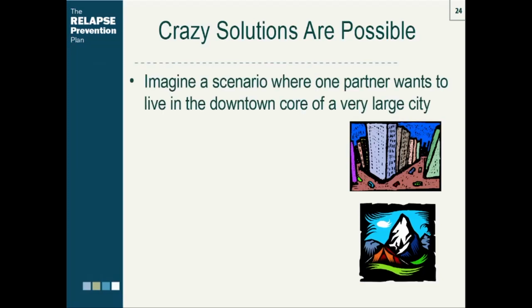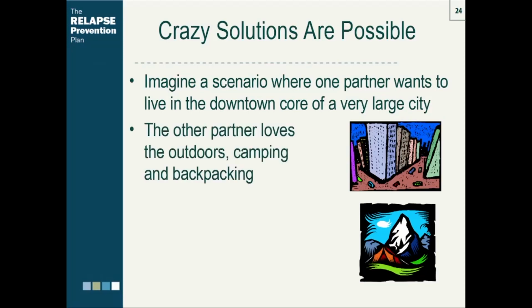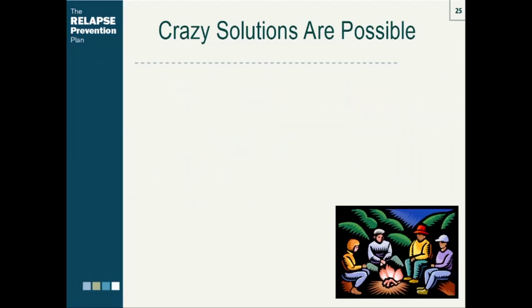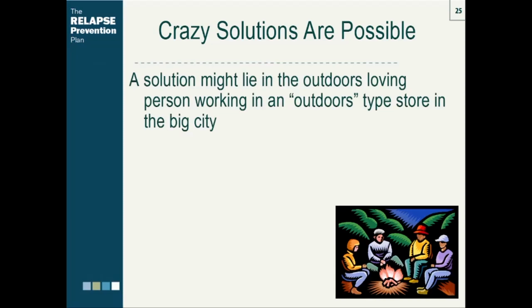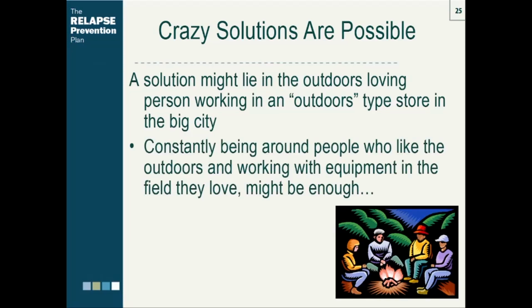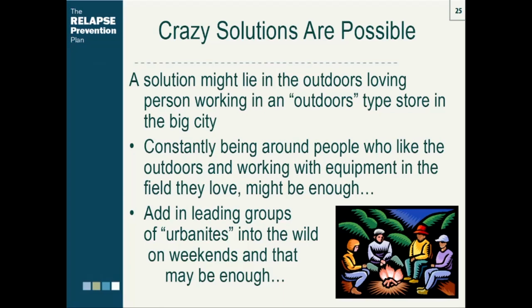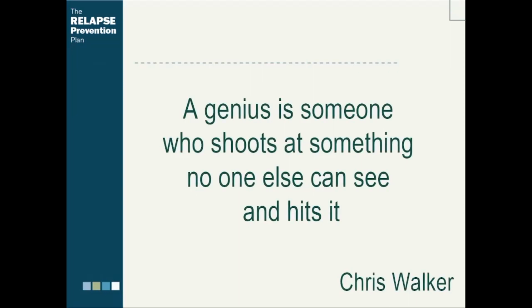Imagine a scenario where one partner wants to live in the downtown core of a very large city. The other partner loves the outdoors, camping, and backpacking. Avoid the word impossible. A solution might lie in the outdoors loving person working in an outdoors type store in the big city. Constantly being around people who like the outdoors and working with equipment in the field they love might be enough. Add in leading groups of urbanites into the wild on weekends, and that may be enough. A genius is someone who shoots at something no one else can see and hits it.